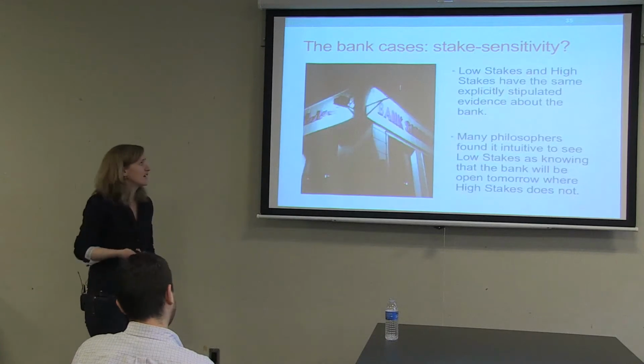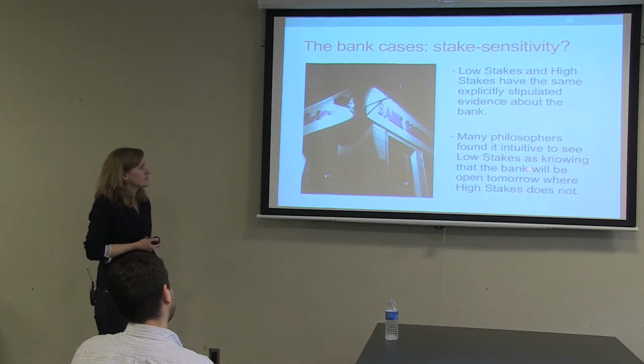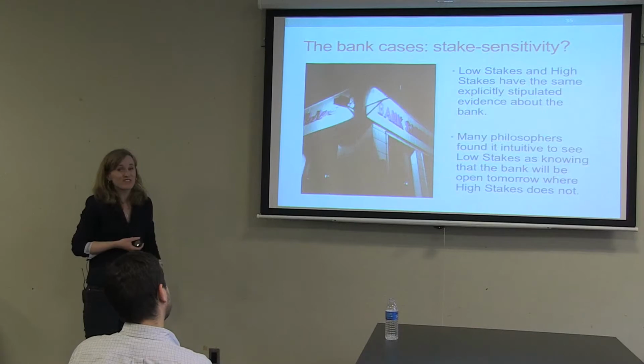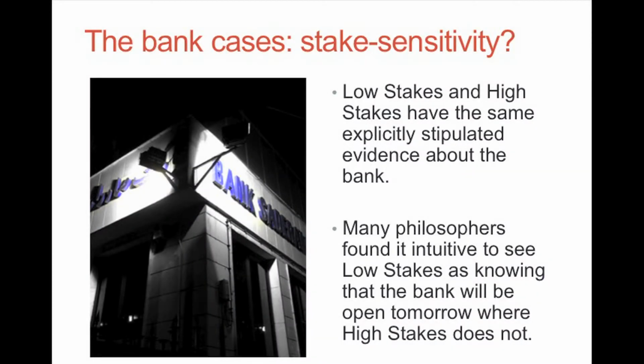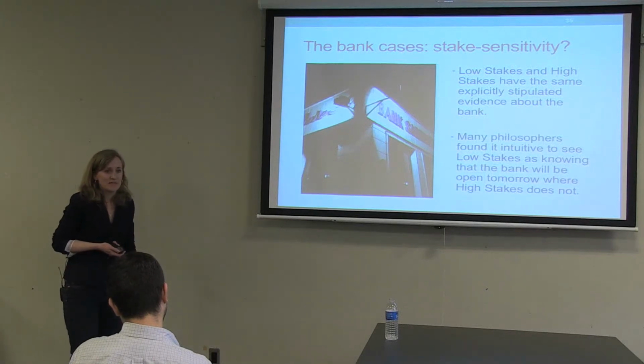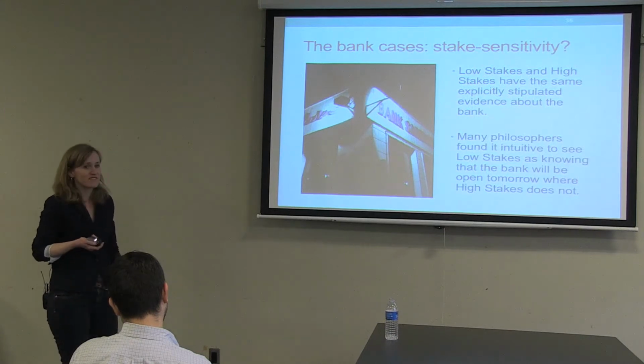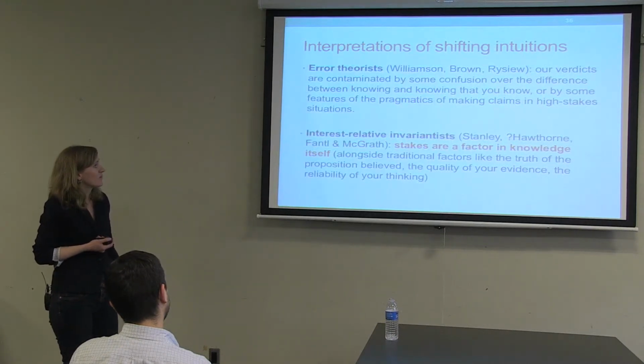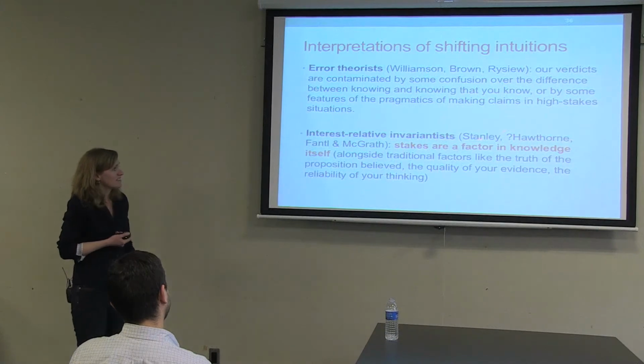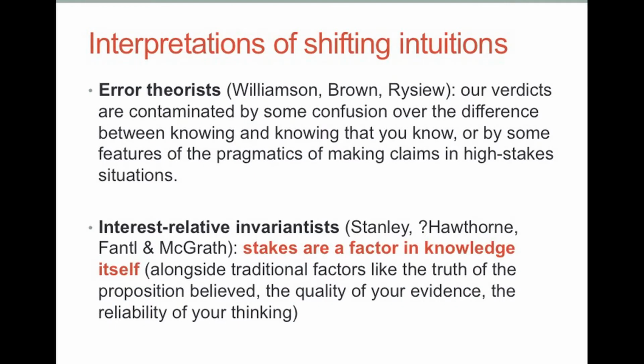And so that's the sort of standard philosopher's response to that. It's intuitive to see low stakes as knowing and high stakes as failing to know, despite the fact that they have the same explicitly stipulated evidence about the bank. And that's supposed to be philosophically interesting or exciting. These guys, Jason Stanley, perhaps at some point in his career, John Hawthorne, although not anymore, Jeremy Fantl and Matthew McGrath, thought that these cases showed that stakes themselves are a factor in knowledge.